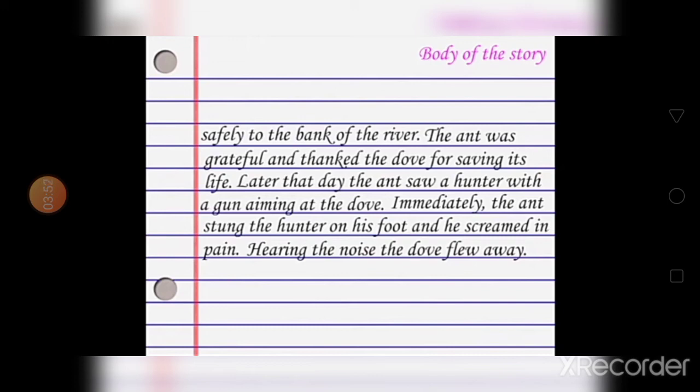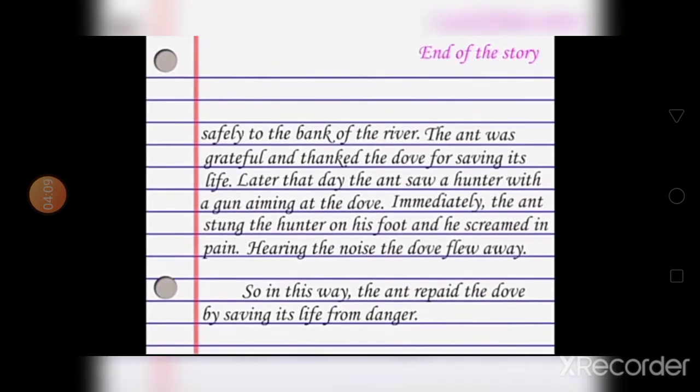Later that day, the ant saw a hunter with a gun aiming at the dove. Immediately, the ant stung the hunter on his foot and he screamed in pain. Hearing the noise, the dove flew away.